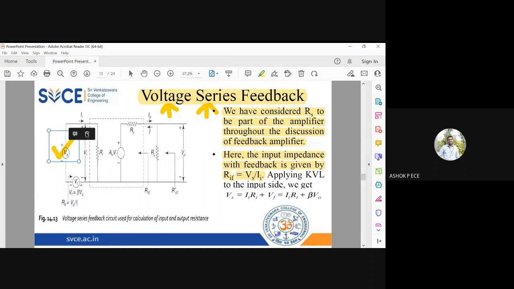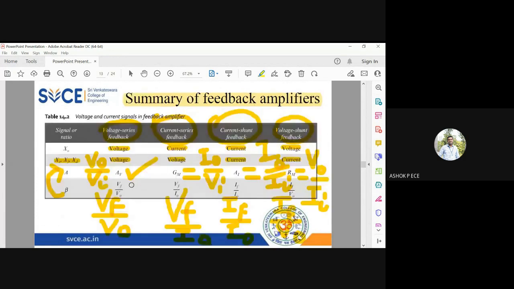So I can apply KVL at the input side. If I apply KVL at the input side, I can write Vs equal to Ii into Ri plus Vf. You should be familiar with KVL and KCL, current entering a node positive, leaving a node negative. So you can write Vs equal to Vi plus Vf. You know Vi is Ii into Ri, plus Vf. And you know in voltage series feedback, Vf is beta into V naught from this table. You should be very clear on this table. So beta equal to Vf by V naught, so Vf is equal to beta into V naught.